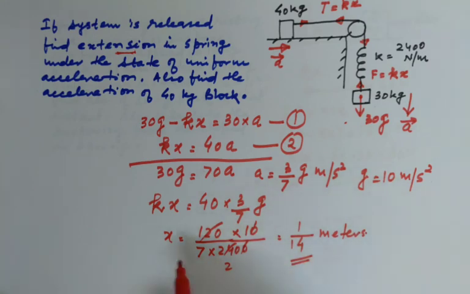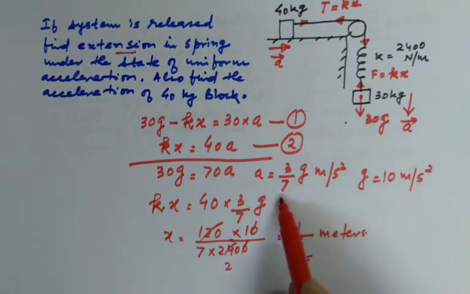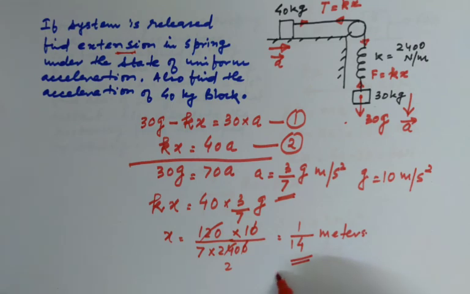So the extension in the spring would be 1 by 14 meters, and the acceleration of the block system would be 3 by 7 into g meter per second square. This is the answer.